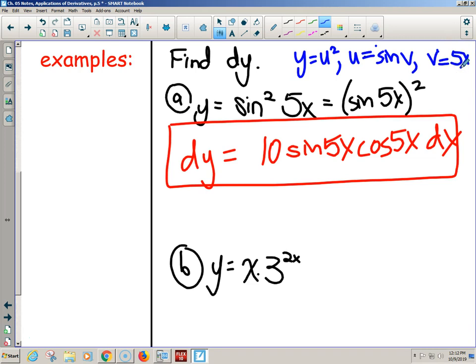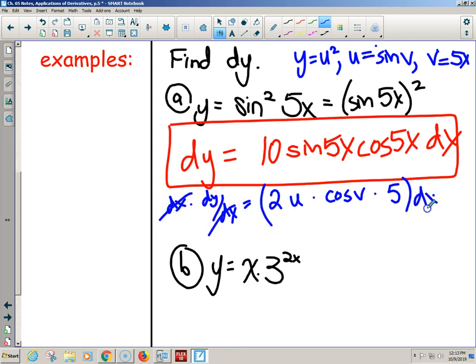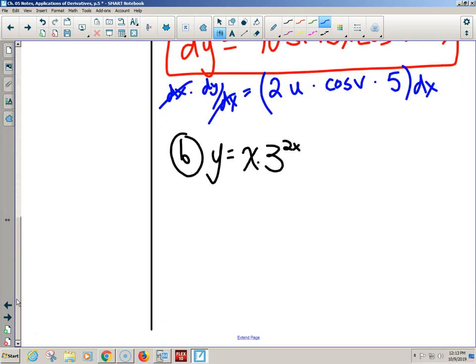So it's y prime, which is 2u, times u prime, which is cosine v, times v prime, which is 5. I just did the 2 times 5 is 10. And then my u was my sine of, and then cosine of. We're just deriving. You guys remember your b to the u formula? You're welcome.